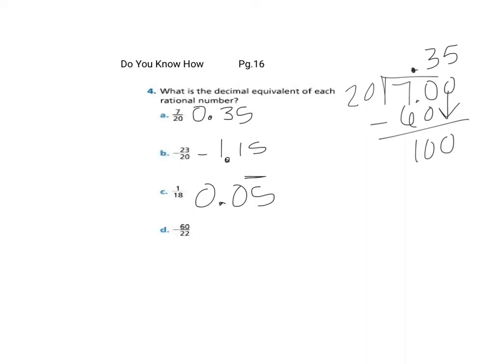Okay, for D, if you type in negative 60 divided by 22, you should also notice something. It's negative 2.72, which repeats. The 7 and 2 repeat. If it repeats at least 3 times, you count it, okay? So if you type that into your calculator, you see 72 3 times. The repeating bar goes over both the 7 and the 2 because both repeat with each other.